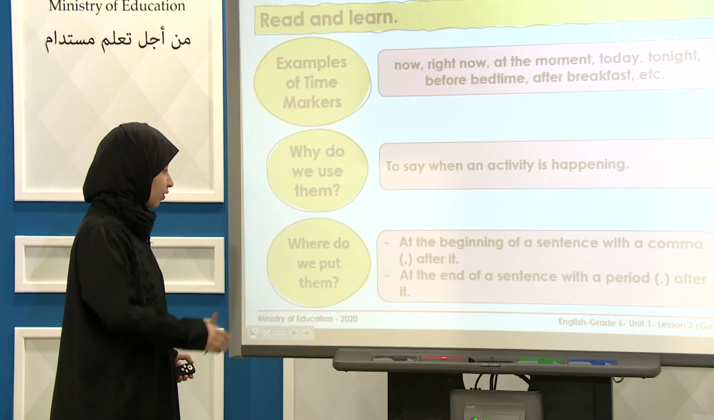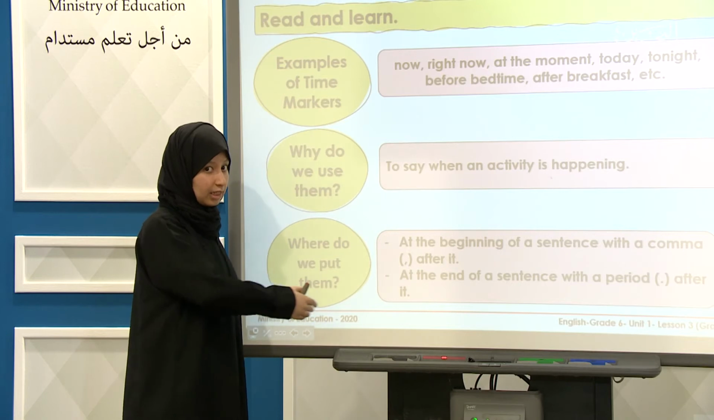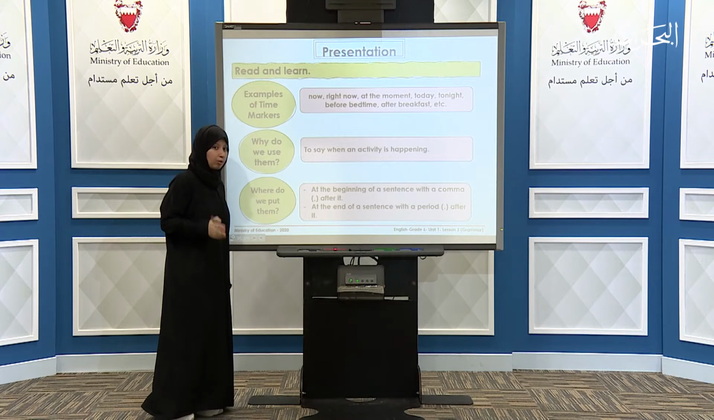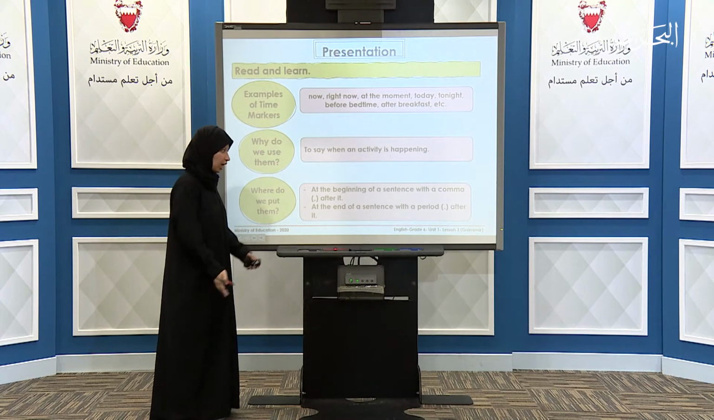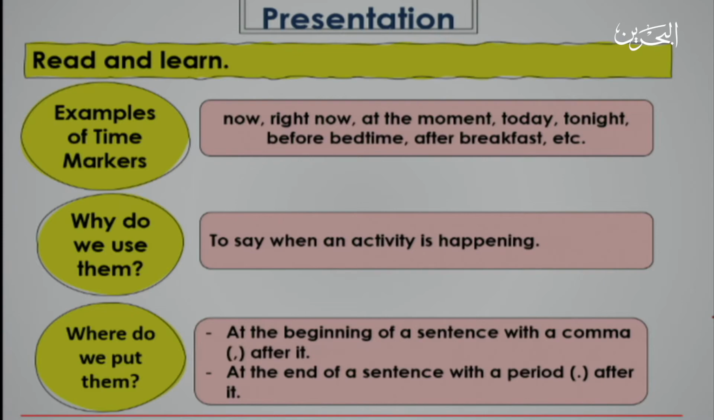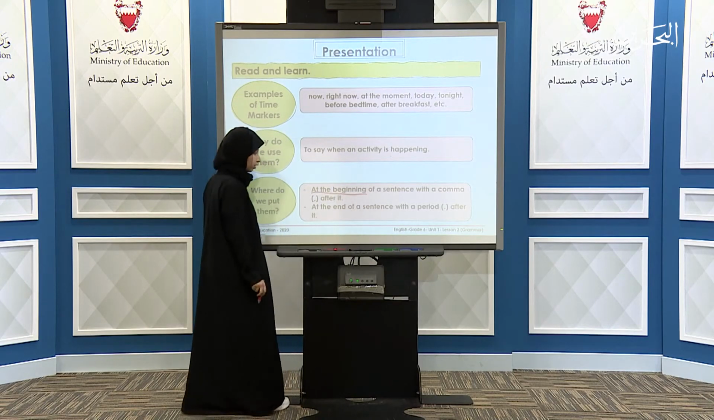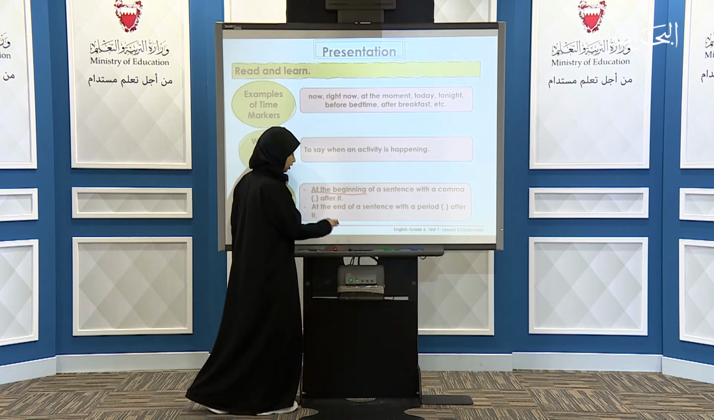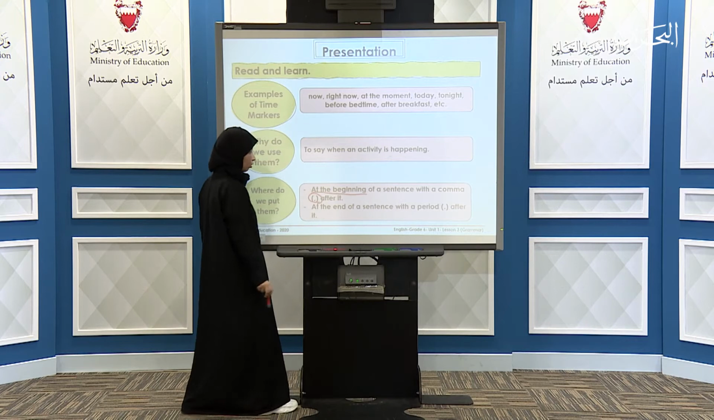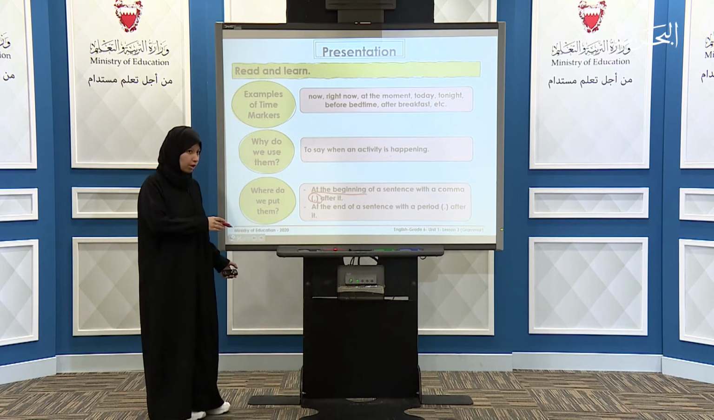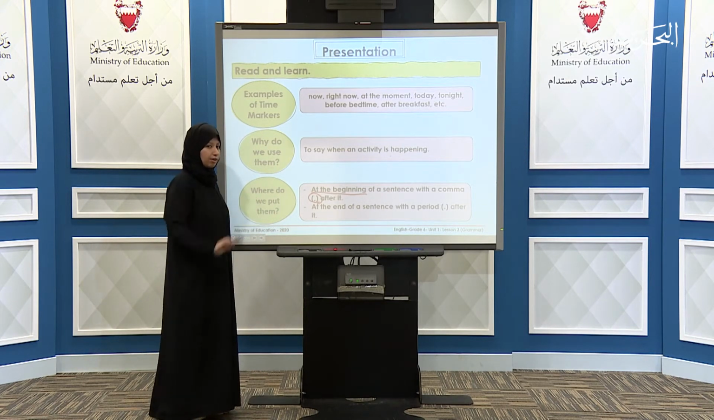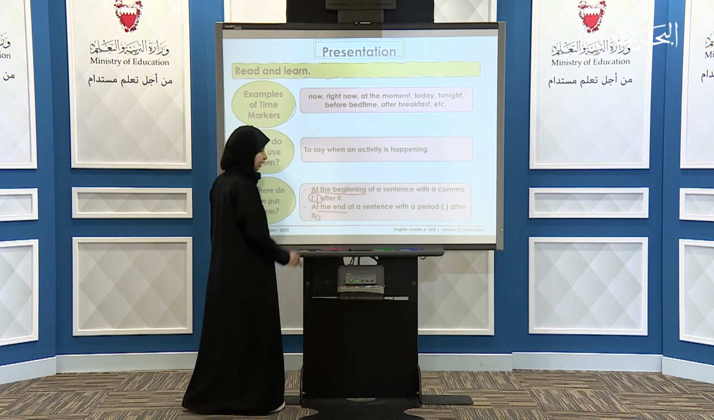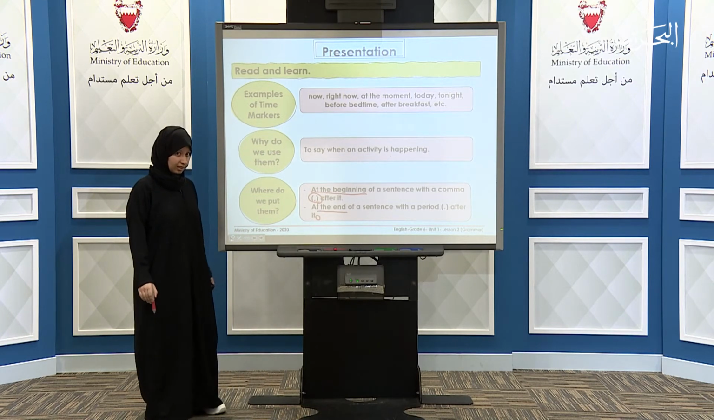Where do we put these time markers in the sentence when we are forming the sentences? We've got two options. Either to put the time marker at the beginning of the sentence, and if you put it at the beginning of the sentence, you need to put a comma after it. Or we put it at the end of the sentence. And we don't forget to put a full stop at the end of the sentence. It's easy, right?